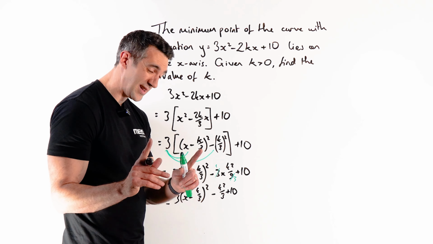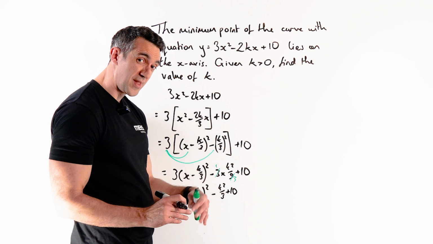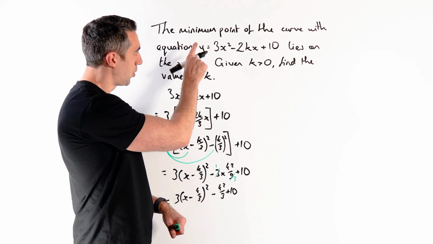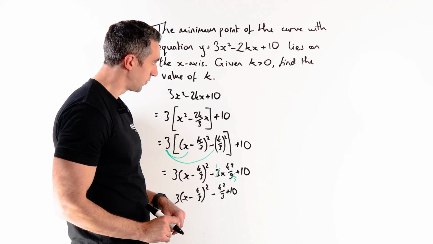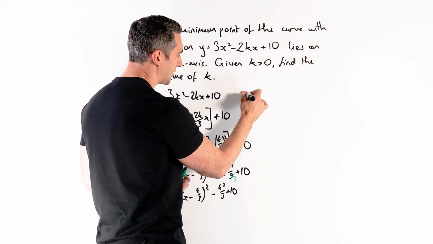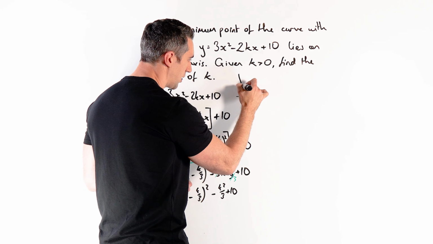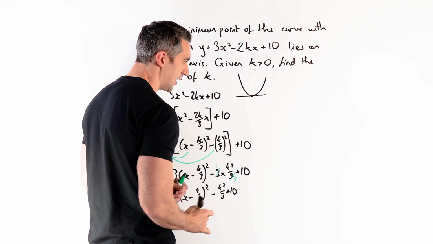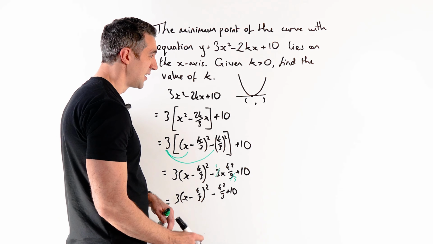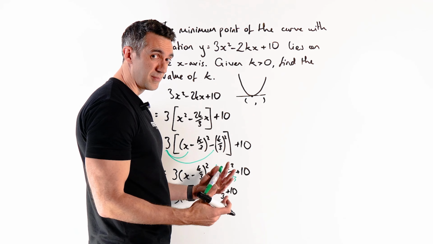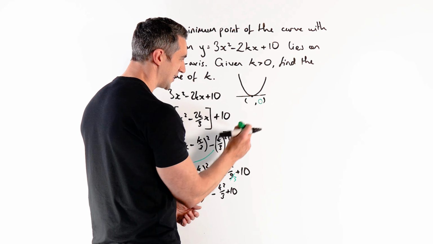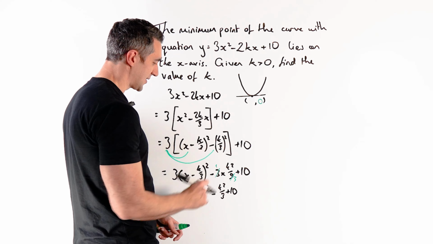Now from here, we can read off where the turning point for our curve would be. Sounds useful, because we've been told that the minimum point is on the x-axis. So if we sketch what we're looking at, we have a positive quadratic, so we know it's a U shape, and the minimum point is on the x-axis down here. What would definitely be true at a point on the x-axis? Well, I don't know what the x-coordinate would be, I'd have to do some working out to get that, but I do know that the y-coordinate has to be 0.